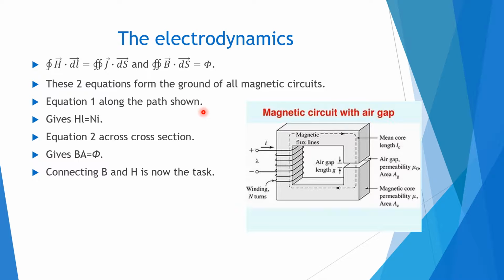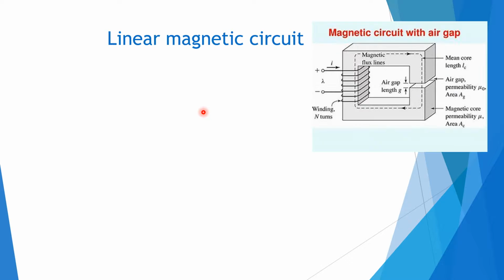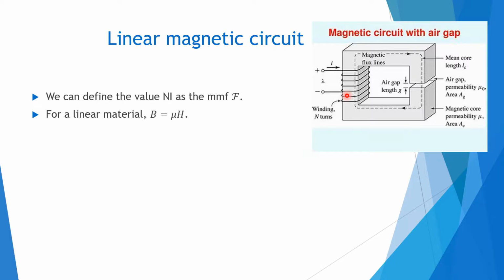If the material is linear, this is easy. So that's called a linear magnetic circuit. It is my favorite circuit. So we can define this Ni value, that integral of H dot dl over the path, as some MMF, F. So why do I call it MMF? It will come to you in 2 minutes. But well, we defined EMF as the electromotive force, right? So this is like the magnetomotive force, F. For a linear material, B is mu H.